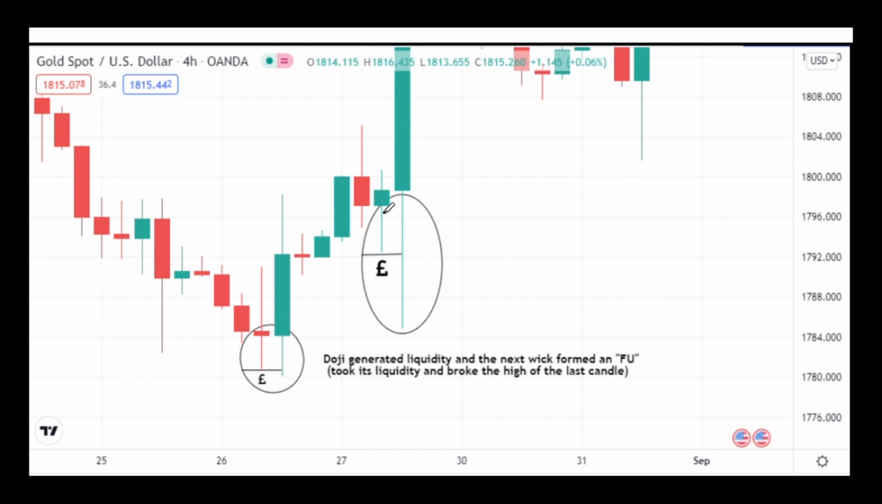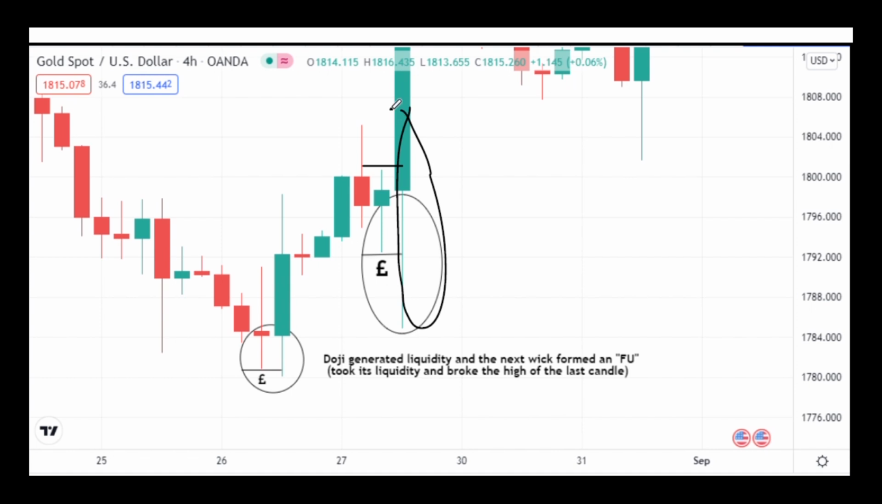Now let's consider this same example. We can see the indecision candle here, a bullish hammer, whatever hammer you think it is. All I want you to know is that it generated liquidity. Once it generates liquidity, then we have the second candle. It took the low, that is the buy side liquidity, then obviously broke the high of the first candle, where it actually broke structure. Now this candle here, the big one, is our FU candle.